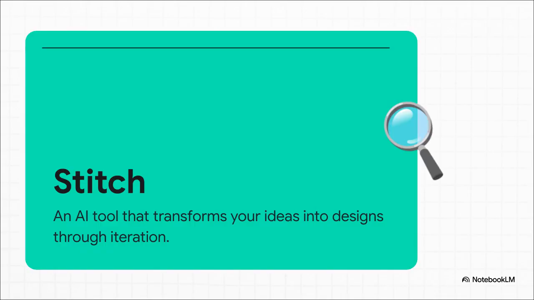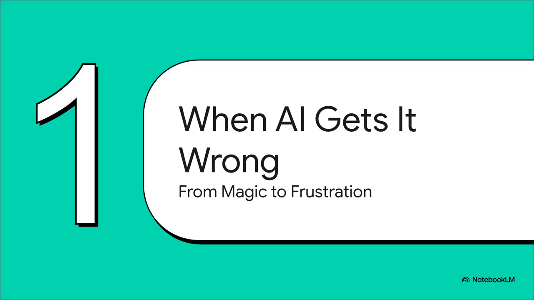So what is Stitch, really? Well, according to its own documentation, it's an AI tool that turns your ideas into designs through iteration. And I want you to hold on to that word, iteration, because it is the secret key to absolutely everything. It's not about one single perfect command, it's all about having a conversation with the AI. But, like any conversation, it can get complicated. A lot of users experience that moment where the initial wow factor just fades and they hit a wall. And that's when the magic can start to feel a whole lot more like frustration.